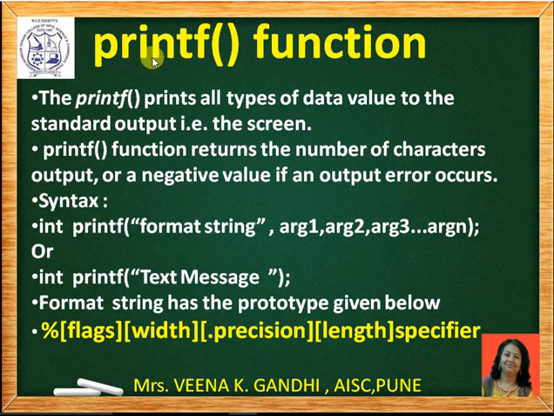The first function is the printf function, which is the output function. The printf function prints all types of data values to the standard output, that is the screen or console. The printf function returns the number of characters it printed, or a negative value if an error occurs. The syntax for the printf function: in double quotes you give the format string, after that a comma, and then you can print argument 1, argument 2, or variable 1, variable 2, up to variable n. It returns an int value, meaning it returns the number of characters printed on the screen.